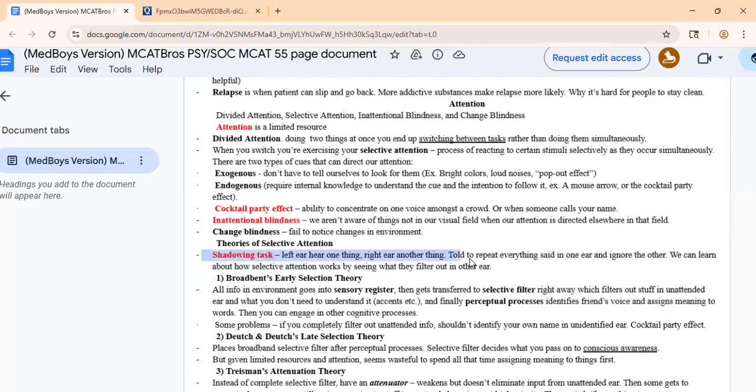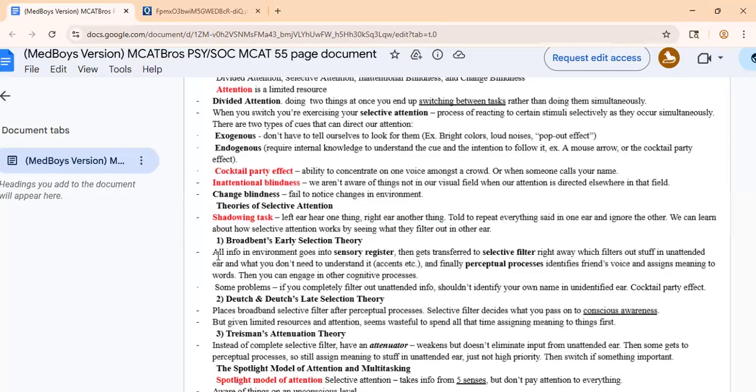Shadowing tasks are extremely important, and there are different ways the MCAT will test them. The left ear hears one thing, and the right ear hears another. Shadowing tasks basically involve wearing headphones, where one ear hears one thing and the other ear hears something else. You have to repeat one and ignore the other ear. Shadowing tasks involve hearing different things in different ears. That's how I view shadowing tasks. So they could describe an experiment where a patient had to hear something on the left side and ignore something on the right side. What do you think is happening? The patient is undergoing shadowing tasks.